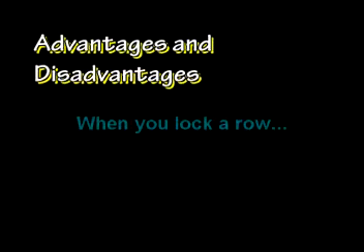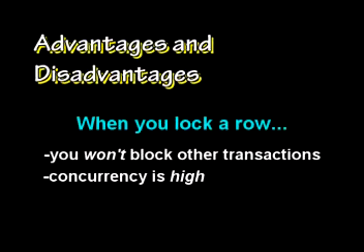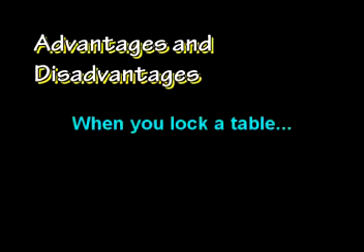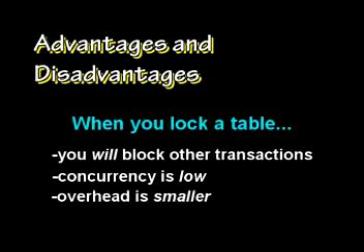What are its advantages and disadvantages? When you lock a row, the chances are that you won't block other transactions. Thus, concurrency is high. On the other hand, there are many locks, so overhead is greater. When you lock a table, the chances are that you will block other transactions. Thus, concurrency is low. On the other hand, there are only few locks, so overhead is smaller.